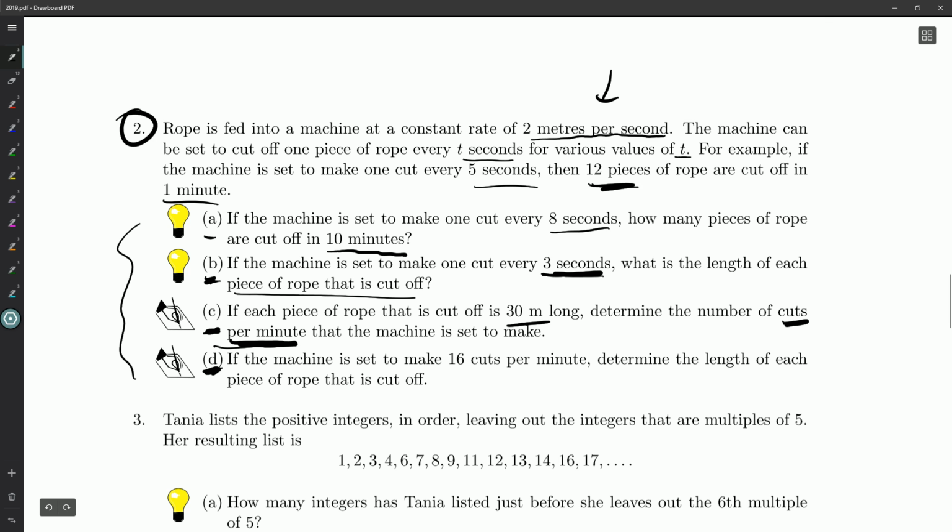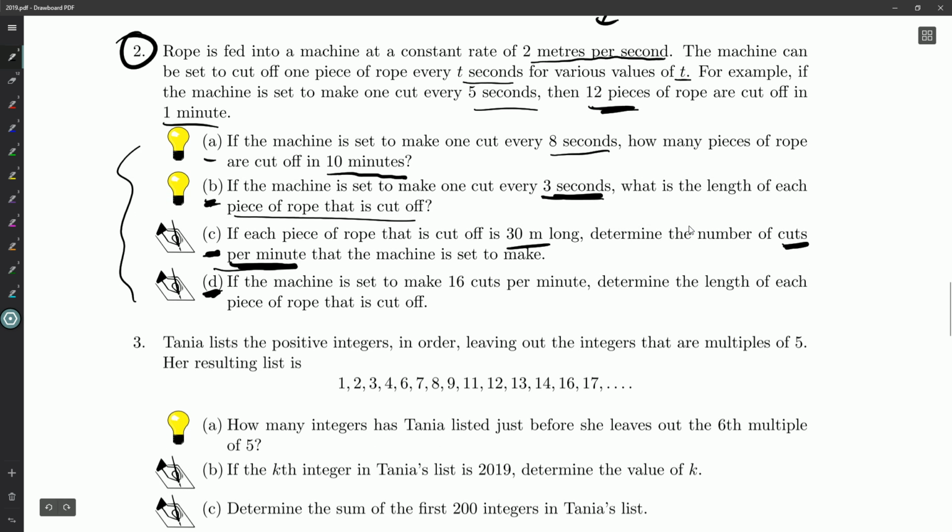D part here. If the machine is set to make 16 cuts per minute, determine the length of each piece of rope that is cut. Okay, I think we're sort of going backwards. In the last one, we knew how long each cut was, and then we got cuts per minute. Now we're going to go from cuts per minute and figure out how long each piece of rope is.